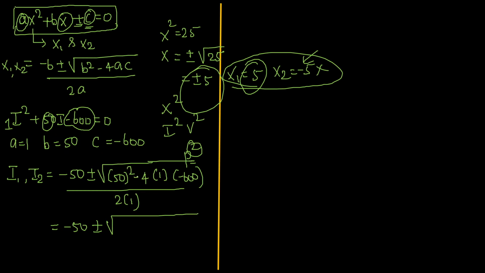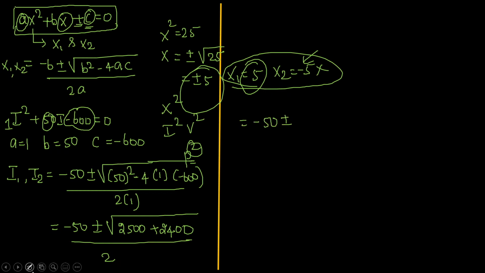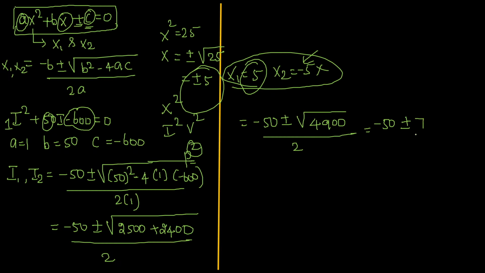square root of, see this minus into minus will become plus. 50 square will give you 2500, plus 4 times 6 will be 24, so you will get 2400, whole divided by 2. Okay, reduce the expression again, it will be minus 50 plus or minus, so now add 25 plus 24, I hope it is 49, right? Yes sir, so it will be 4900, 4900 divided by 2. Let me reduce further. Minus 50 plus or minus 49. If you take 49 outside, it will become 7. If you take this 100 outside, it will become 10. That is, square root of 100 will become 10. Square root of 49 will become 7.